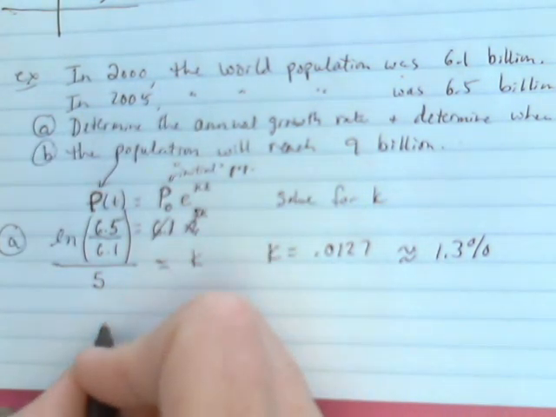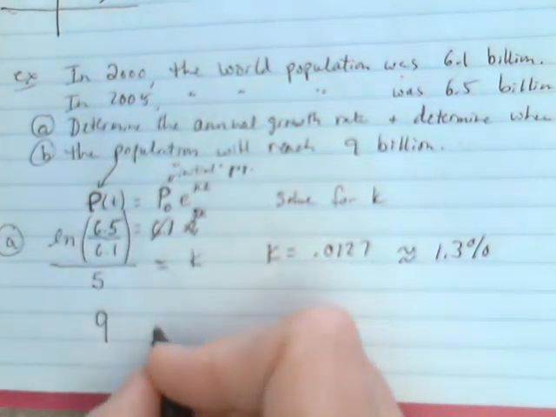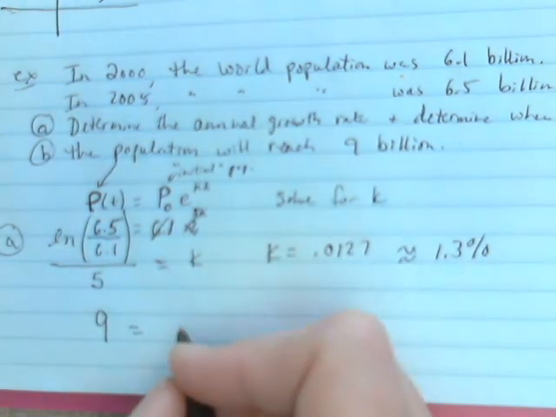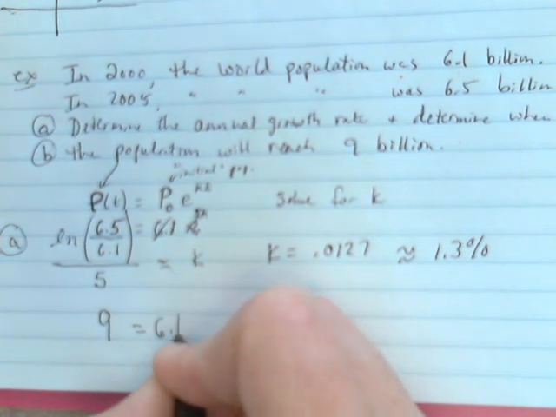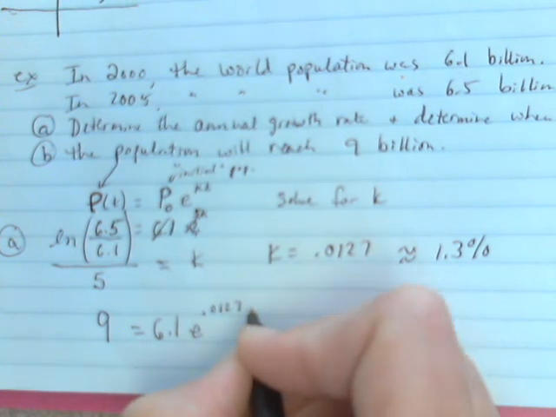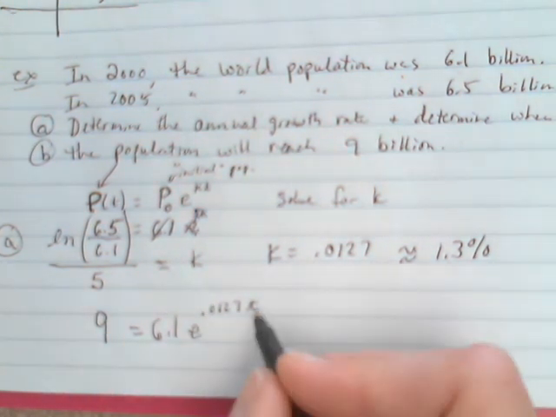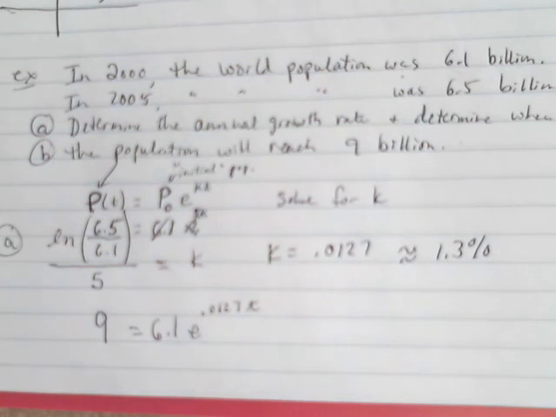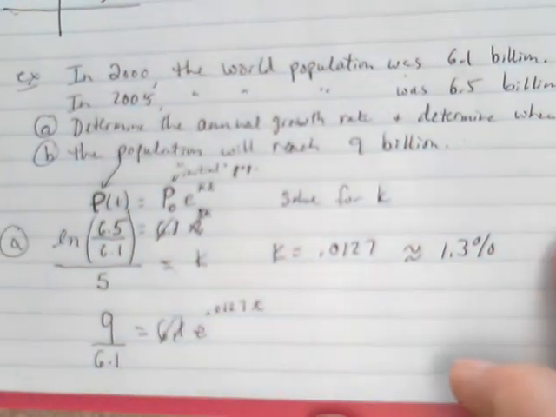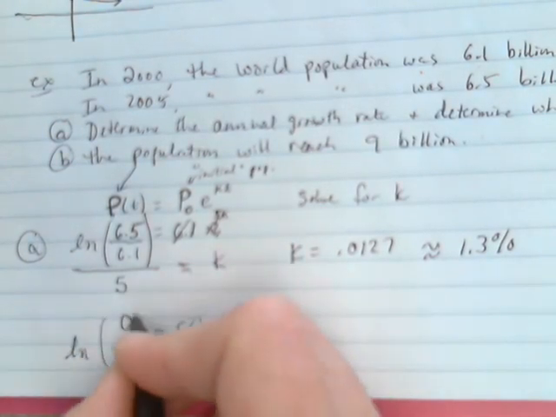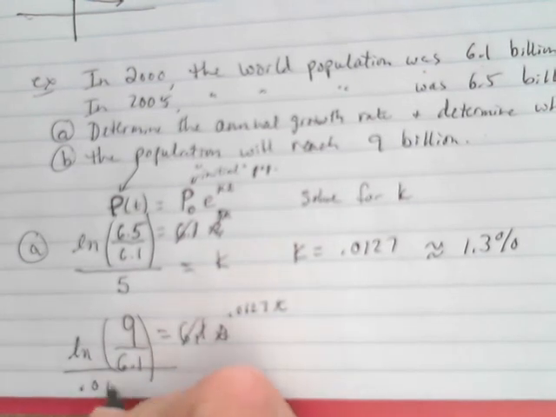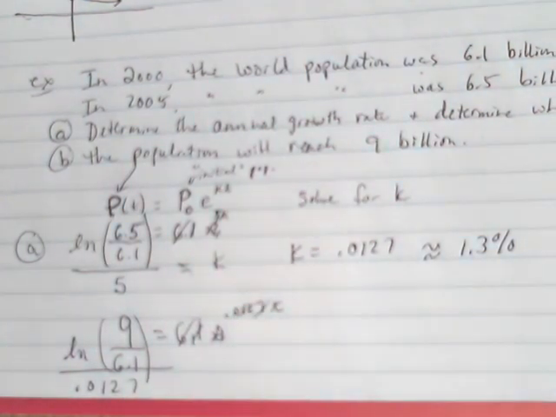When will it reach 9 billion? So we plug in 9 for p of t, and now we're going to solve for t. So 9 is equal to, our initial population is 6.1 times e to the 0.0127t. We're going to solve for t. When we solve for t, we're going to add that on to 2000 to get the year. So we're going to divide both sides by 6.1. We're going to take the natural log of each side to get rid of the e, and we're going to divide both sides by 0.0127 to solve for t.